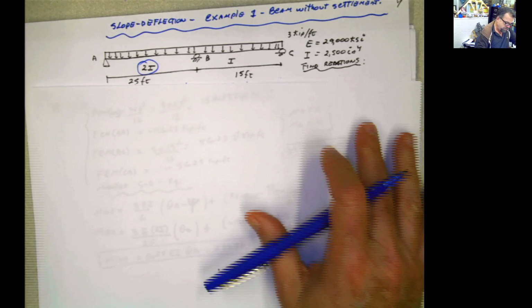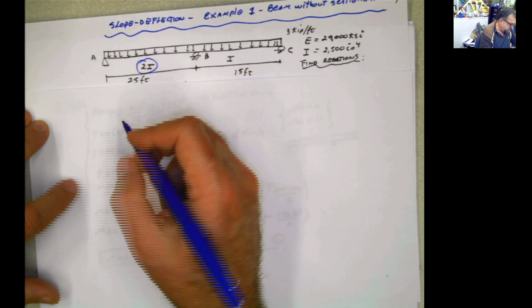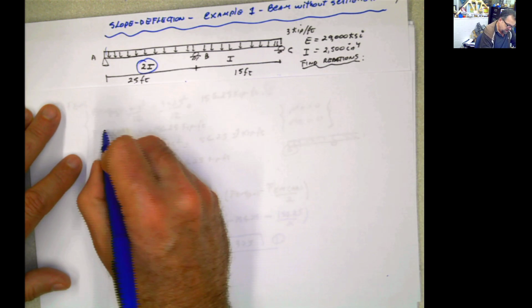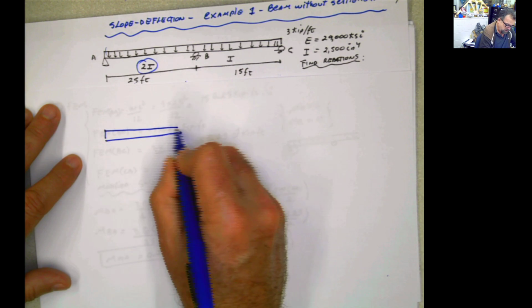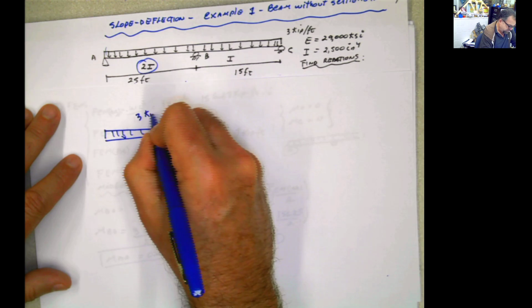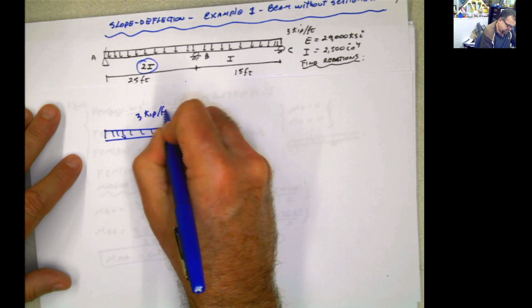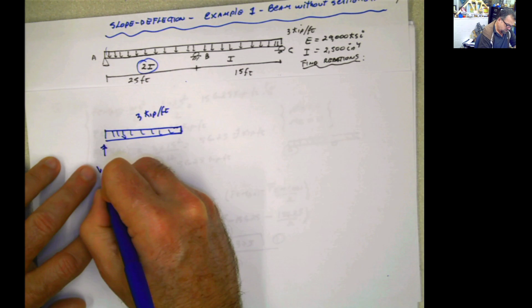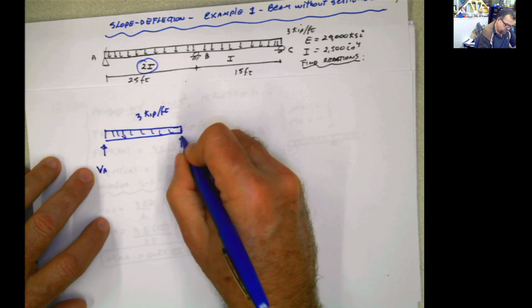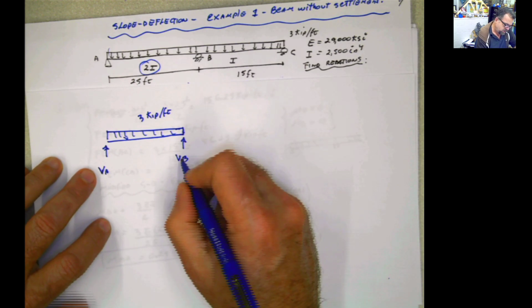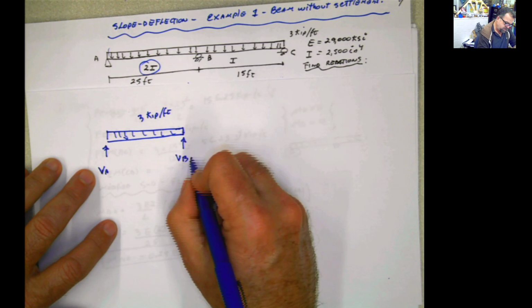So I want to cut this in several parts. So what I'm going to do is cut it there, and what we have is something like that. That will be the span AB. This is 3 kip per foot, the load. And then you're going to have some shear that is going to be produced here. I'm going to call this the shear or the reaction at B to the left of the diagram.